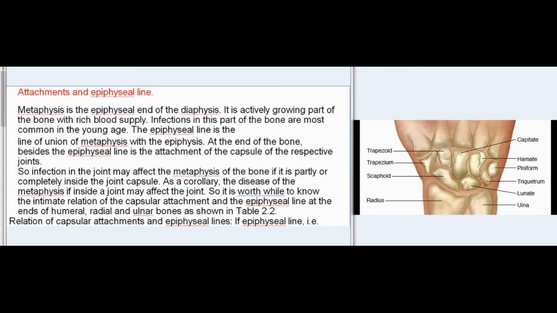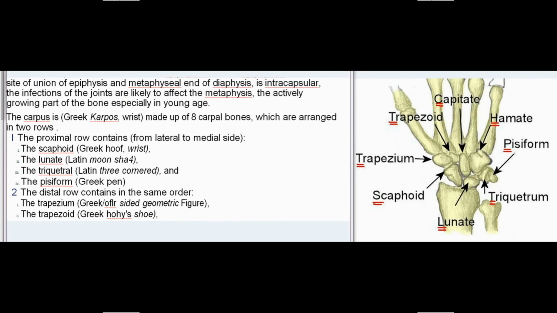Relation of capsular attachments and epiphyseal lines. If the epiphyseal line, i.e. the site of union of epiphysis and metaphyseal end of diaphysis, is intracapsular, the infections of the joints are likely to affect the metaphysis, the actively growing part of the bone, especially in young age.